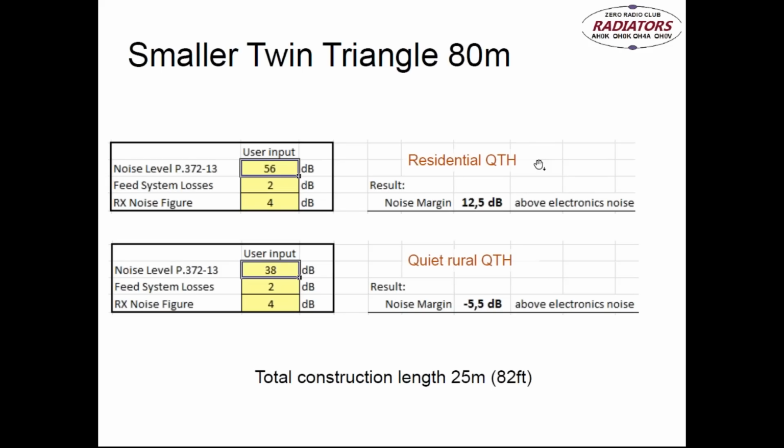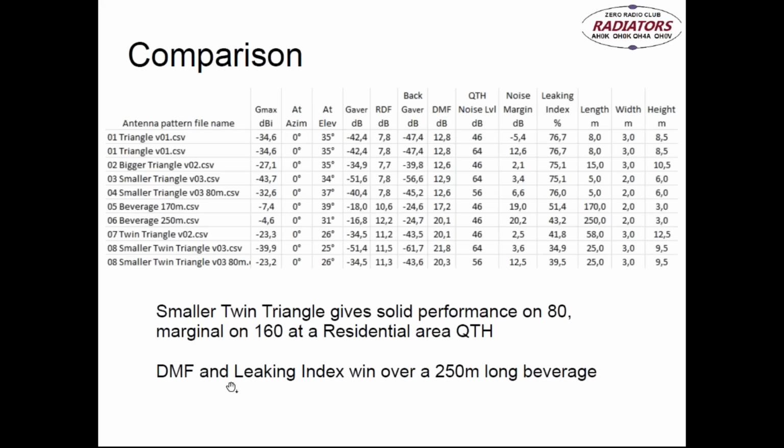And just for clarity, if you compare these numbers, there's residential and quiet rural. So the numbers are like this. This is for 80 meters. So this would not be an ideal antenna for quiet rural, but people living there will have more space anyway, so they will build something bigger. So DMF and leaking index win over this long beverage for residential hams' antennas after this. So you will be able to perform much better with this kind of antenna.